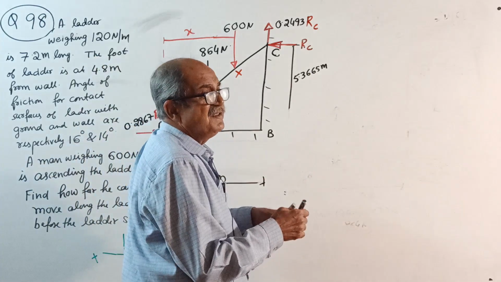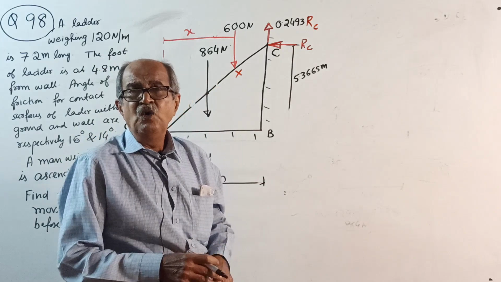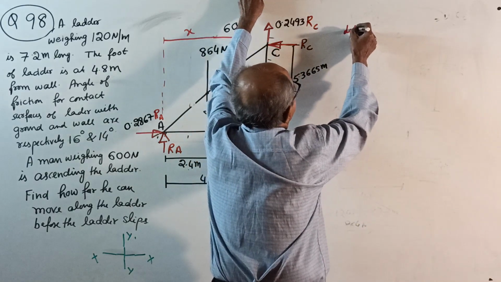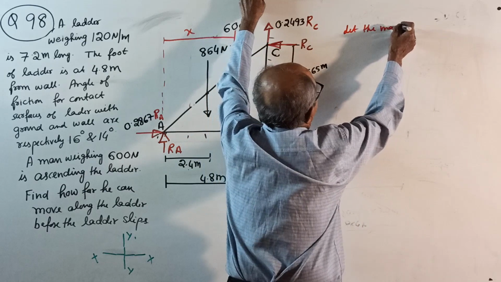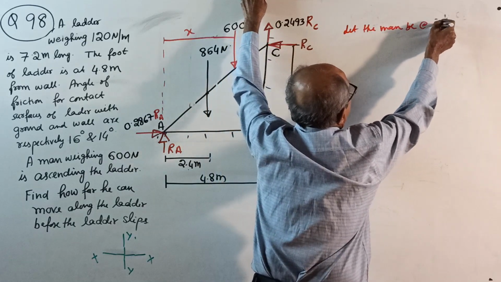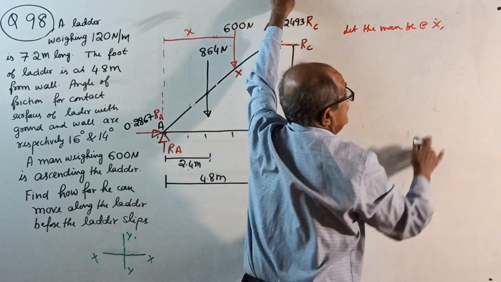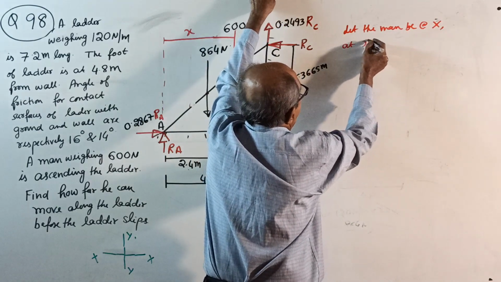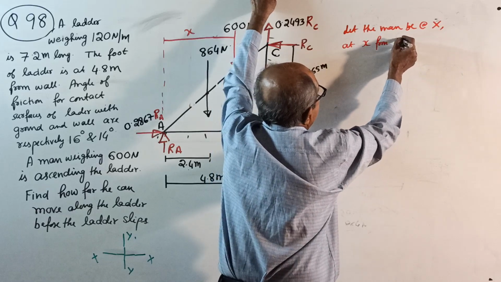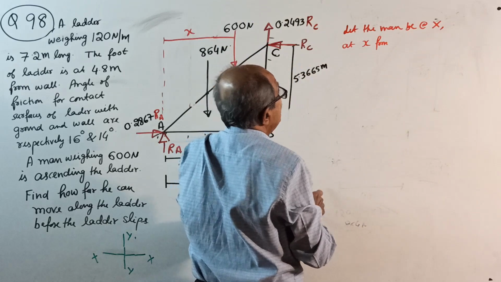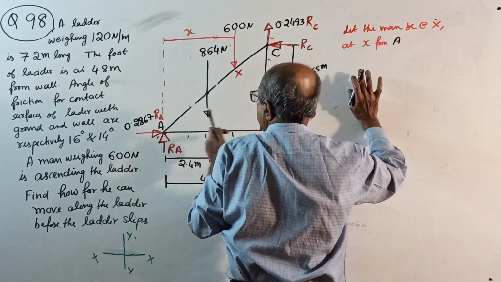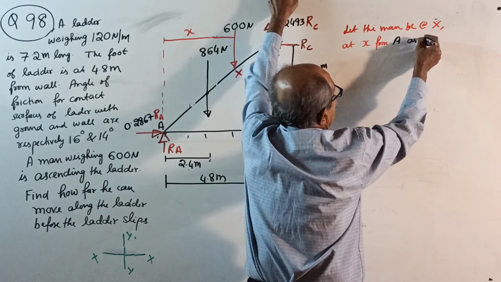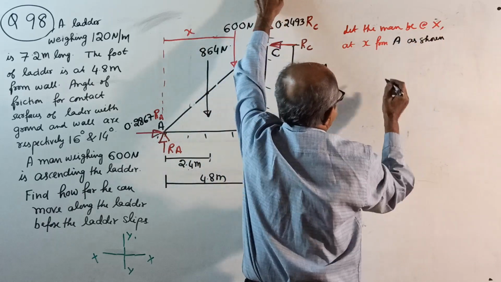So always remember, whenever a question is given, how far the man can move, you write a sketch here. Let the man be at a point X, capital X, at a distance small x from A. A means base. Small x from A, base point. Don't memorize A by heart. If they give A, B, C, from B you have to write. From A, as shown.